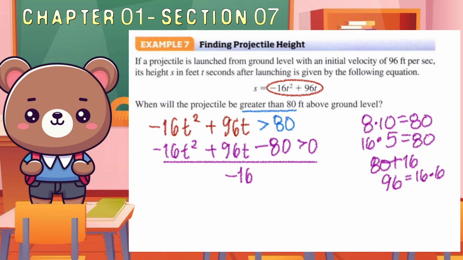So let's divide by the negative 16. We get positive t squared minus 6t plus 5. And now, got to flip the sign. Don't forget that. It's going to be less than 0.